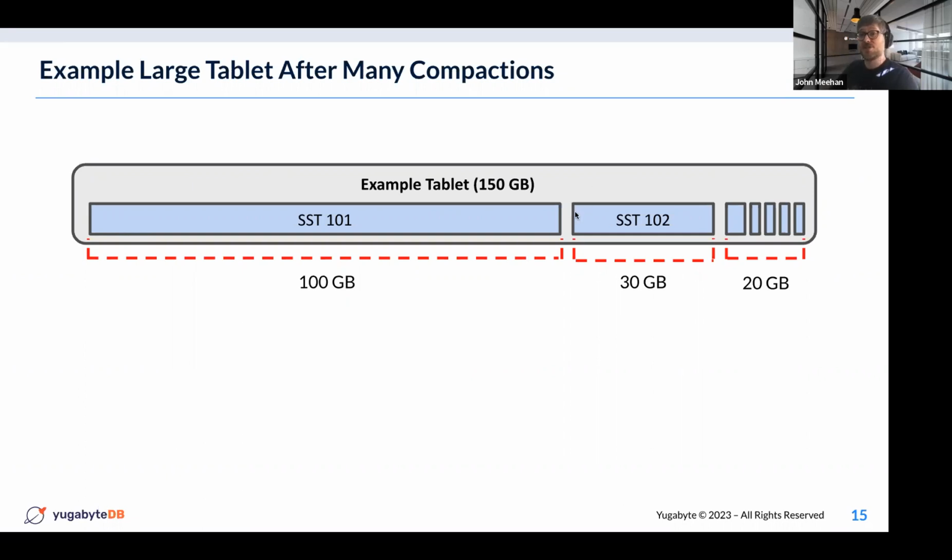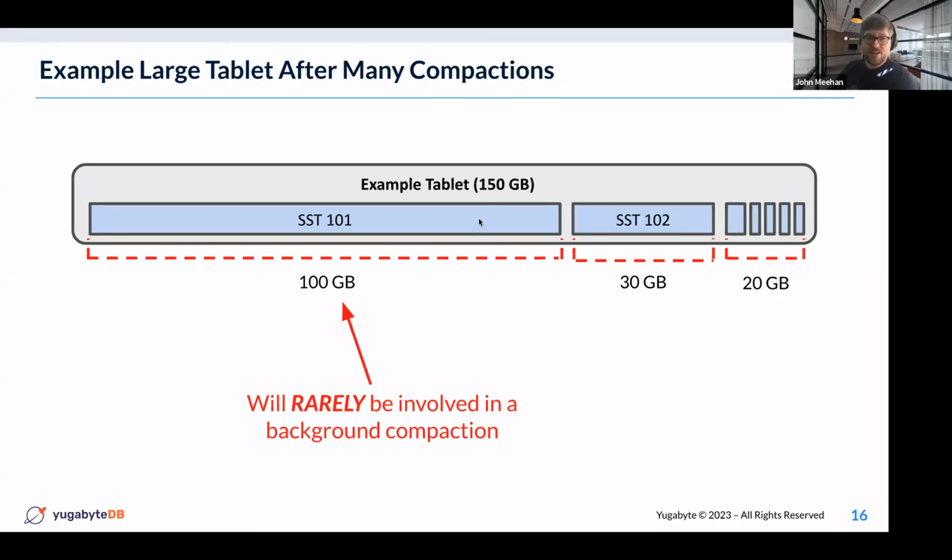Then you'll have some smaller SSTs that are maybe in the 30 GB range, and then some even smaller SSTs that are either freshly flushed or have only been compacted a few times. That will comprise maybe another 1/6th of the data, in this case 20 GB. The important thing here is that this first SST will rarely be involved in a background compaction, and that's based on the algorithms that we just talked about a minute ago.